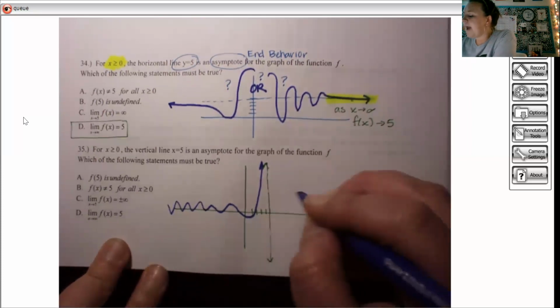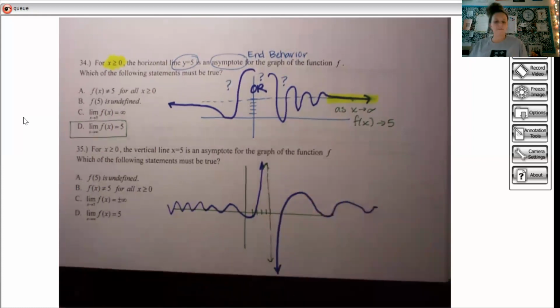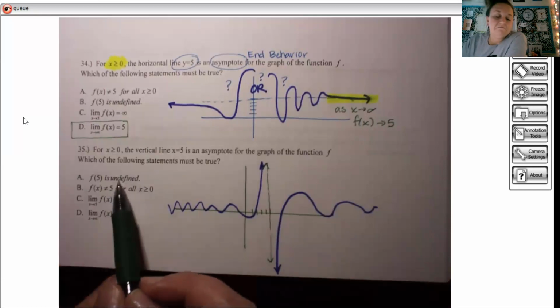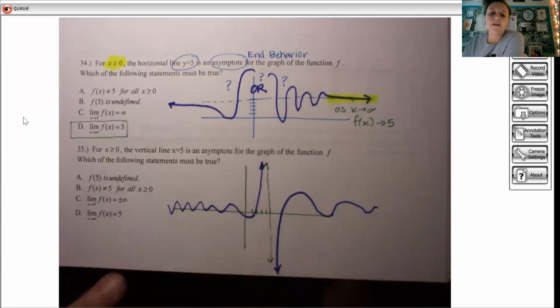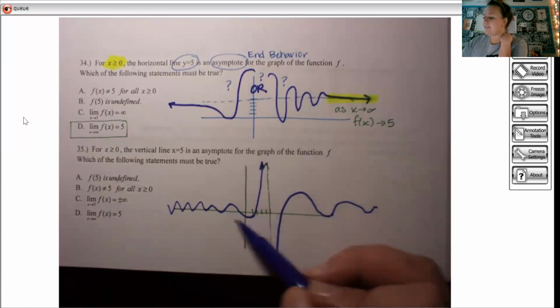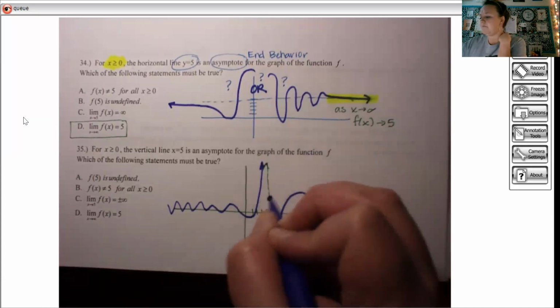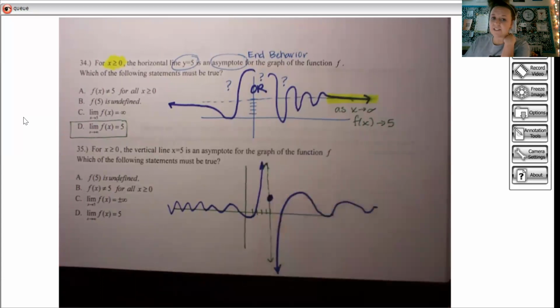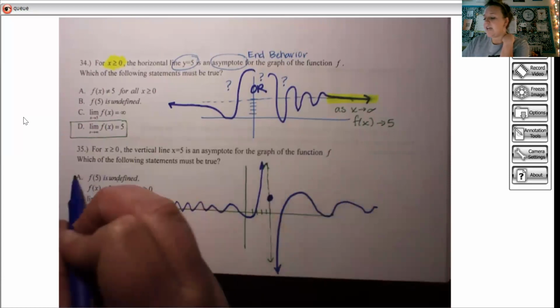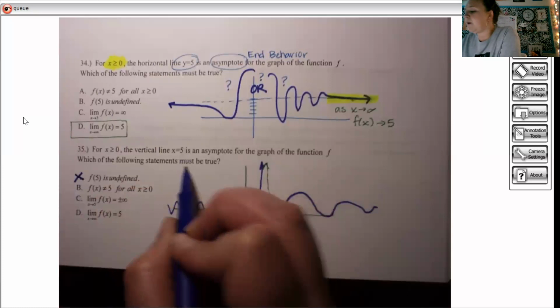Maybe it's normal, but I know that here, my graph can't cross. Keep in mind, both ends could be going up or down. I'm just drawing a version of it. So does that mean that f of 5 is undefined? It could. However, what if this is a piecewise function? I have an asymptote here, but then f of 5 is 3, right? For a piecewise function, that's totally possible. So this is a good answer, but it's not the right answer because it says which one must be true.